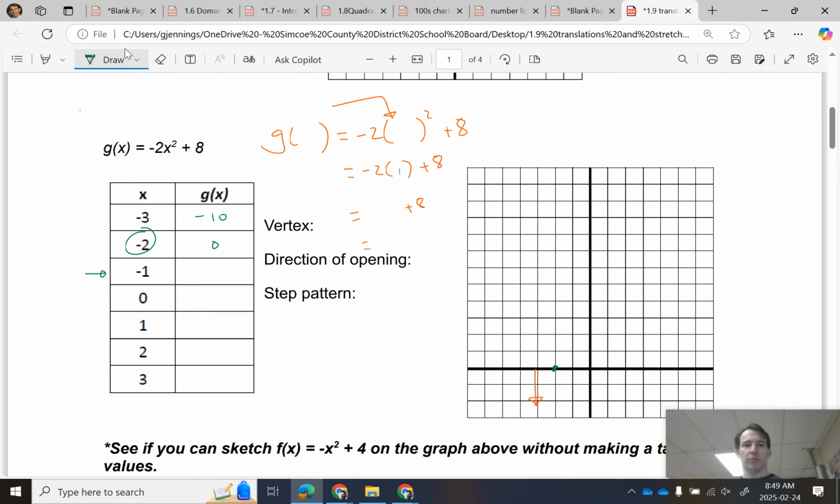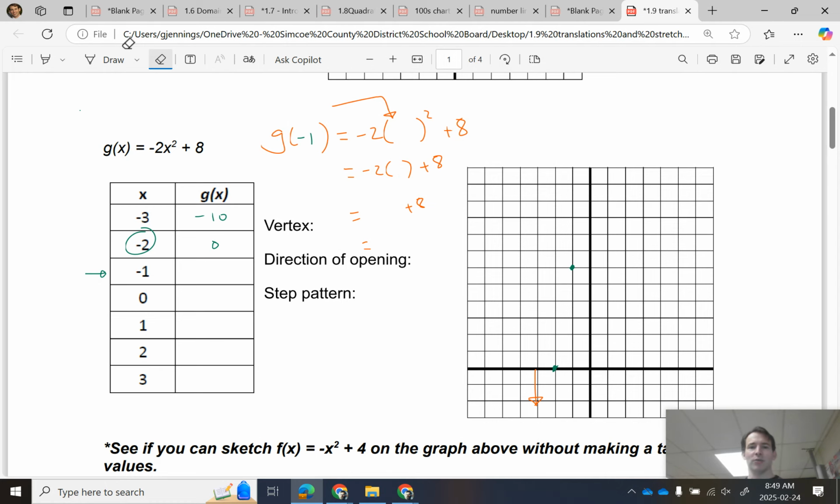Okay. So we put in minus 1 here. Minus 1 squared is 1. Minus 2 times 1 is minus 2. That's 6. So that's minus 1, 6. 1, 2, 3, 4, 5, 6. There. Now let's try 0.